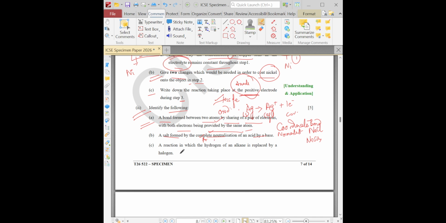So that is partial. Now, a reaction in which hydrogen of an alkane is replaced by a halogen. Now here what is happening? Replacing. So replacing can only take place when there is a substitution reaction. So for an alkane, suppose we take C2H6, it combines with a halogen, say chlorine. So you will get C2H5Cl, right, plus HCl. So here there is a substitution reaction.